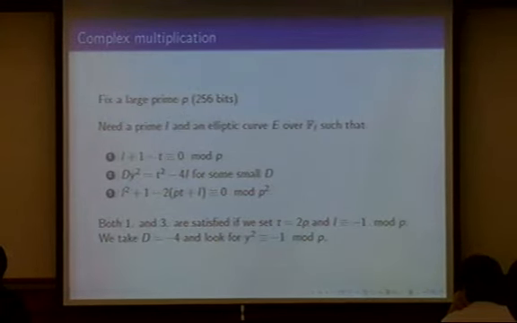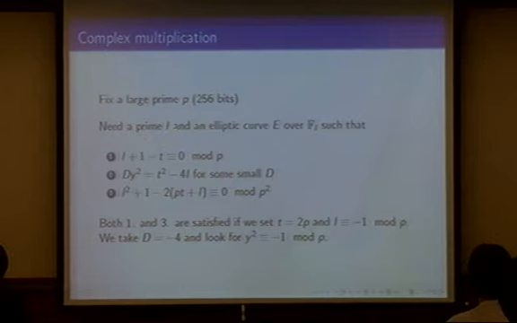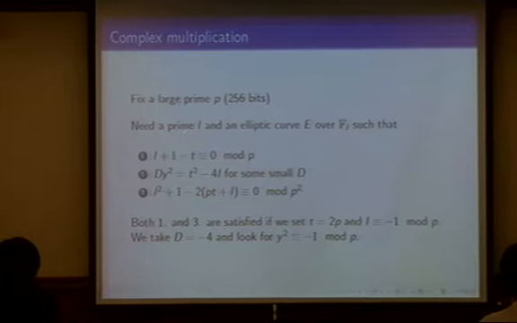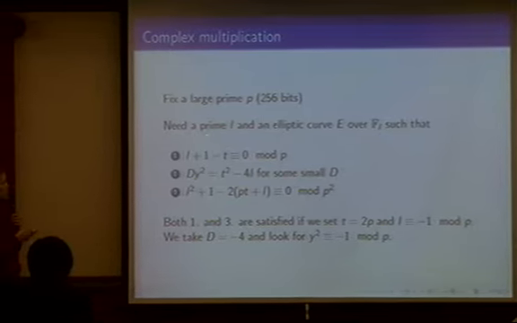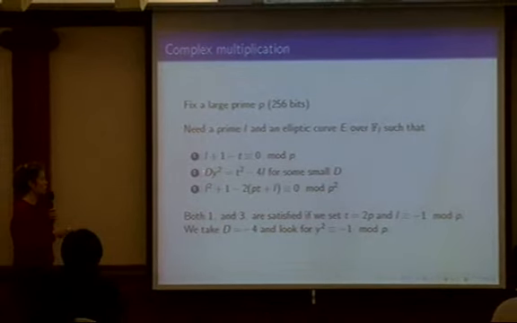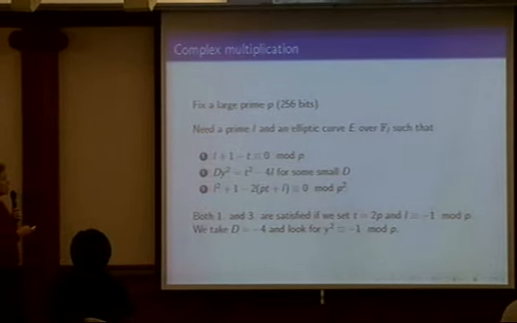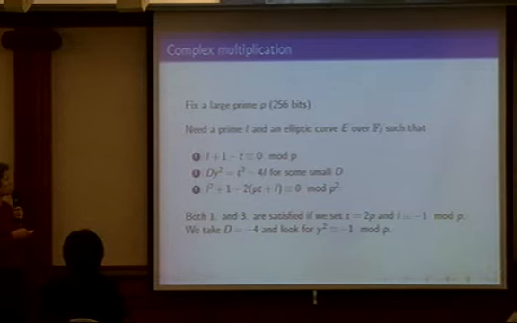So let's fix a large prime P, and I apologize, but for some unknown reason I switched notation here. In the rest of this talk, L was what I was calling Q. Now L is the prime that was supposed to play the role of Q in the previous slides. So what we need is a prime field FL and an elliptic curve over that prime field such that several things are true.